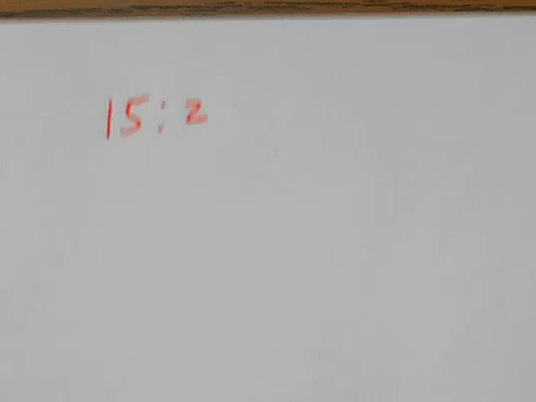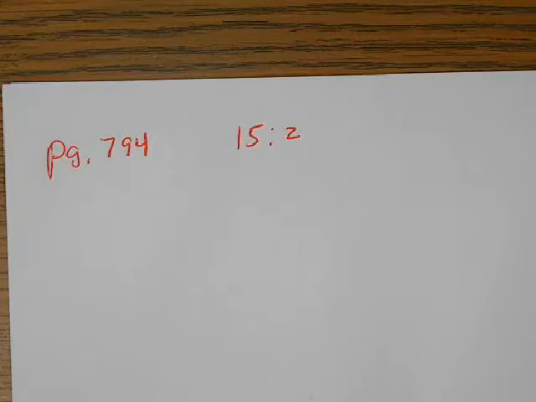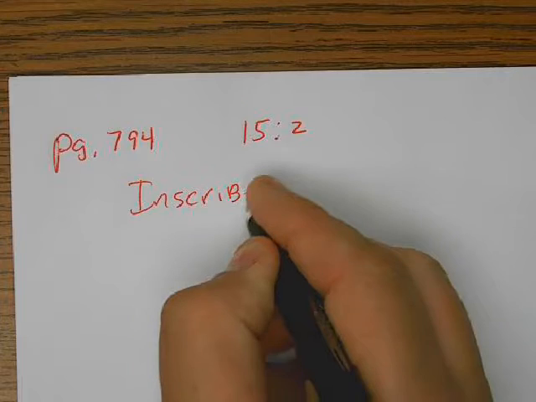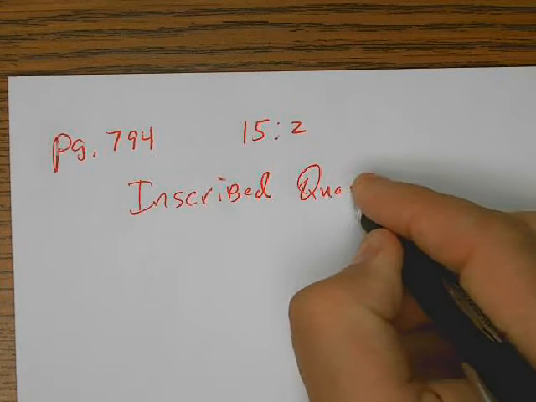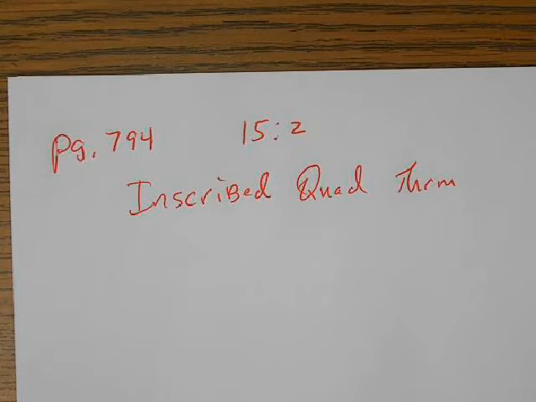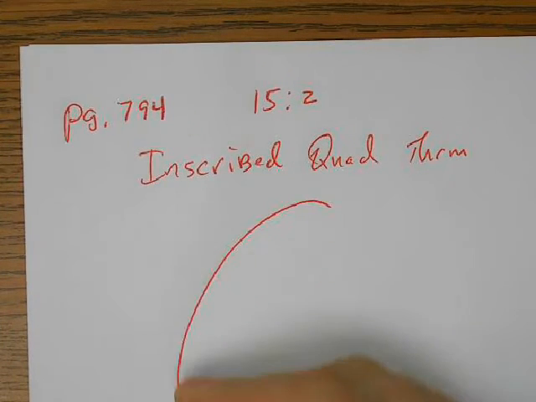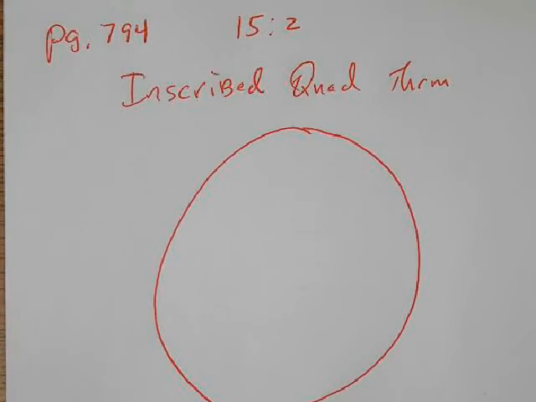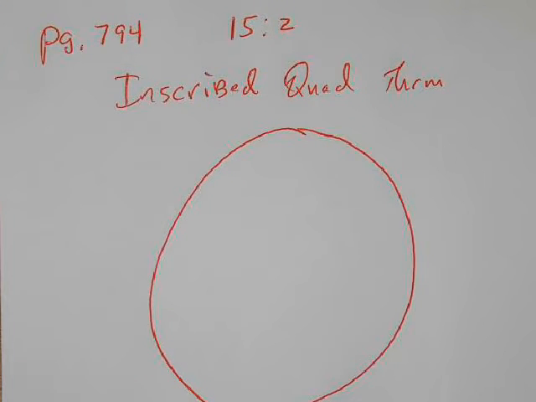So page 794. Welcome to the virtual student. On 794, there's a theorem. I want you to copy that into your notes. This is for section 15.2, the inscribed quadrilateral theorem. We're going to explain it and show why it's true. So make a nice big circle once you get the theorem copied down.